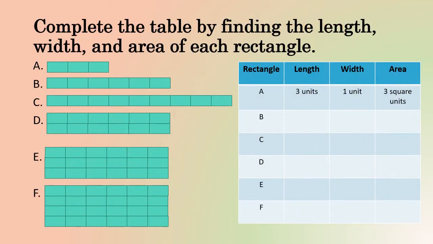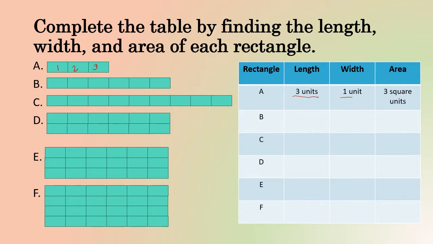Okay, class. So, bago tayo mag-discuss, let us answer this activity. Complete the table by finding the length, width, and area of each rectangle. So, the first example is rectangle A, wherein yung length daw is 3 units. So, paano nangyaring ang length niya is 3 units? So, pag sinabing length, tumutukoy siya sa haba. So, 1, 2, and 3. So, kaya ang length ng rectangle A is we have 3 units.